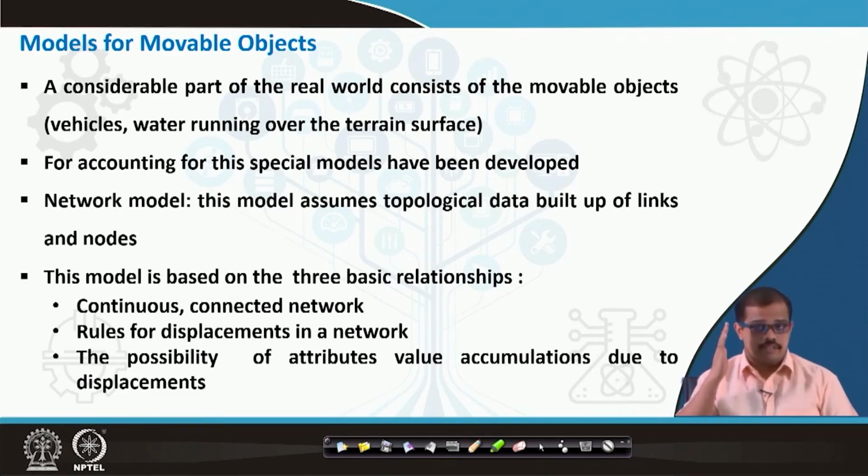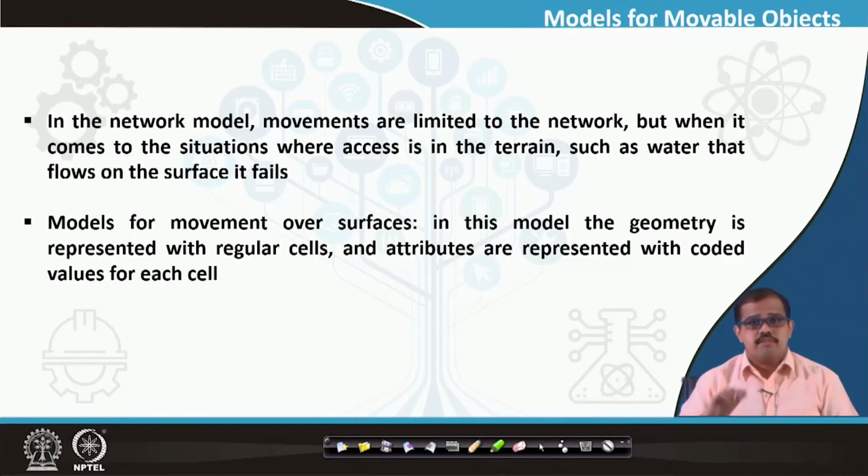That is, first is a connected network where the connections are. For example, if you are looking at vehicles and a road, there are different connections in this complete network. Then rules for displacement in a network, where it can be displaced and in which direction if you are considering the vehicle. Then the possibility of attribute value accumulation due to any displacement that is happening. So, this is what we have to look at.